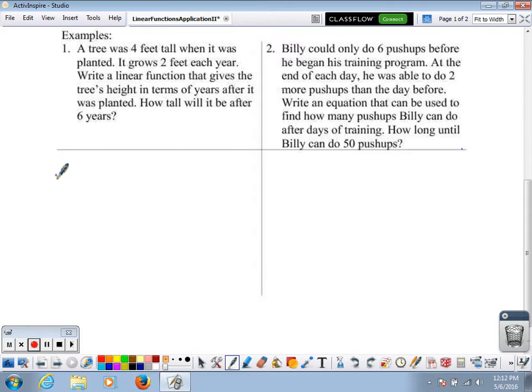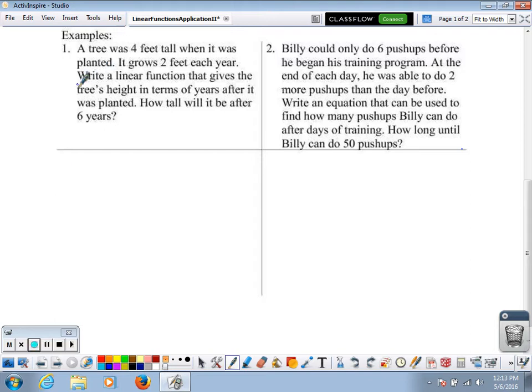Okay, so first off, we have a tree was 4 feet tall when it was planted. It grows 2 feet each year. Write a linear function that gives the tree's height in terms of years after it was planted. How tall will it be after 6 years? Now, we'll come back to the 6 years. First, we need to write a linear function.